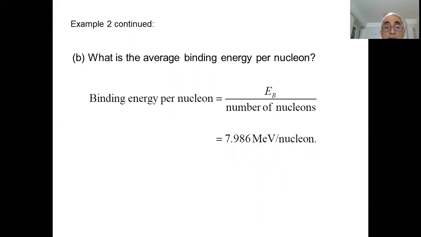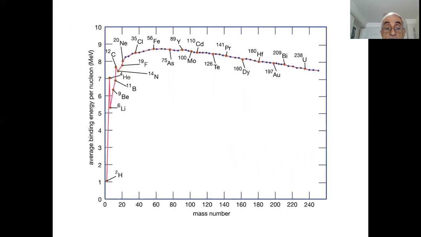What is the average binding energy per nucleon? Binding energy per nucleon, EBN, equal to EB divided by number of nucleons. So the above result will be divided by the number of nucleons, which is 16. The result will be 7.986 mega electron volt per nucleon.